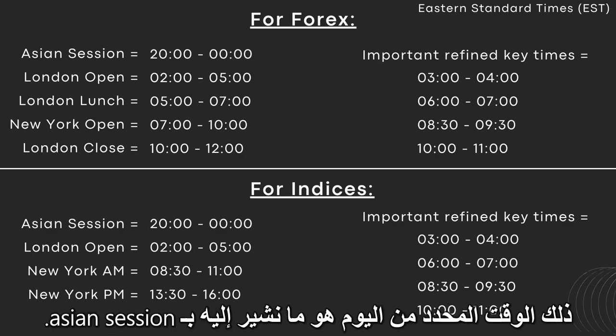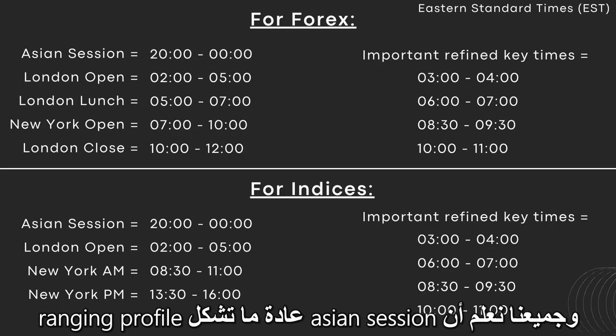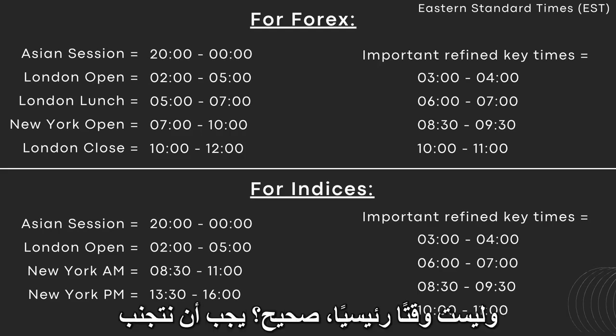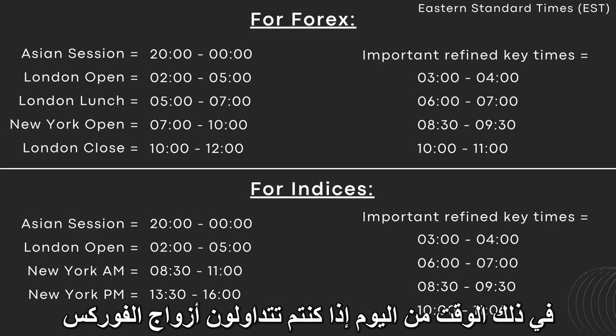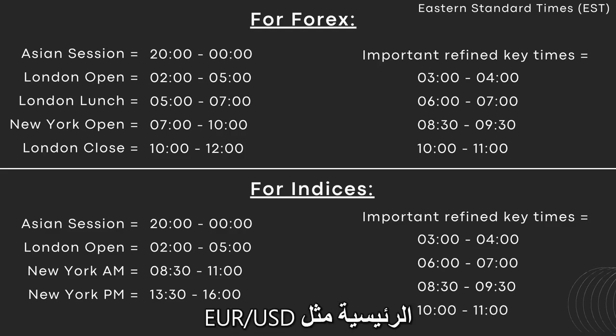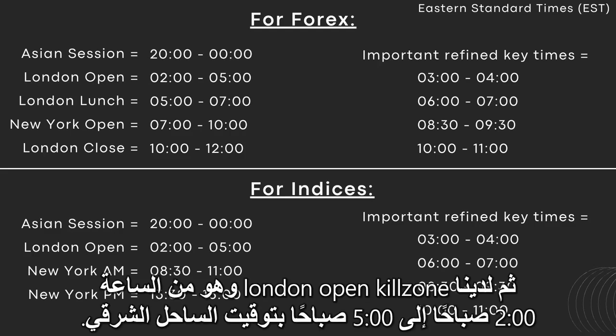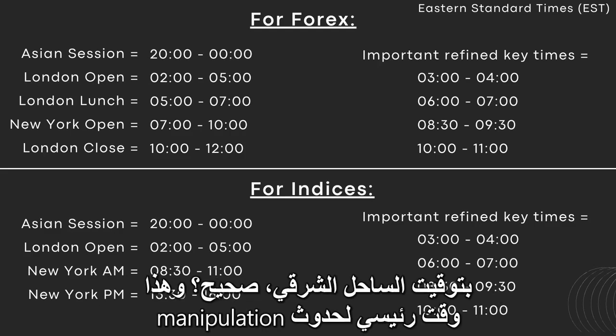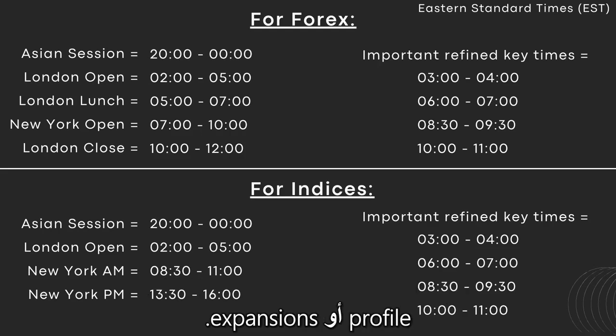That particular time of the day is what we refer to as the Asian session, and we all know that Asian session usually forms a ranging profile and isn't a key time. We should avoid trading at that time of the day if you're trading major forex pairs like EURUSD or USDCAD. Then we've got the London Open zone, which is from 2 Eastern Time to 5 a.m. Eastern Standard Time, and that is a key time for manipulation profile to occur or expansions to form.